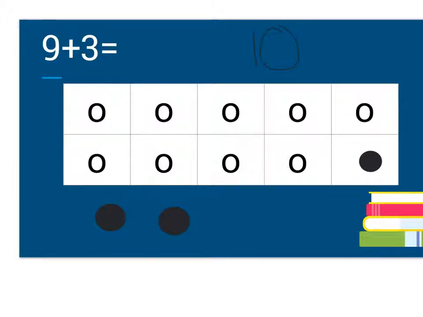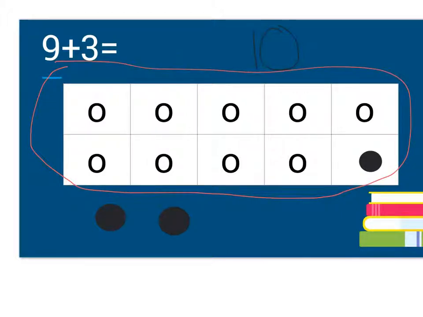So I end up with 2 of my counters off of my 10 frame. I'm able to see that I have 1 full 10 frame, and I have 2 additional. So I can see that 9 plus 3 is really the same thing as 10 plus 2. I know that 10 and 2 more makes 12, so 9 plus 3 must be 12.